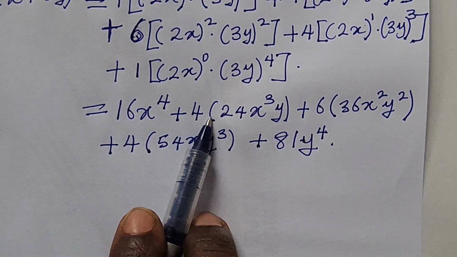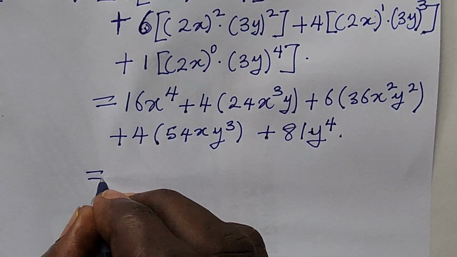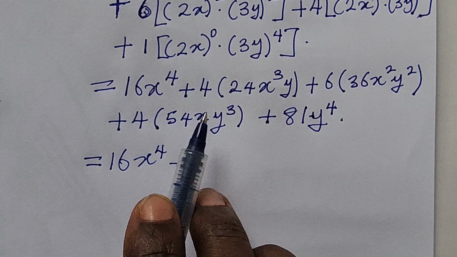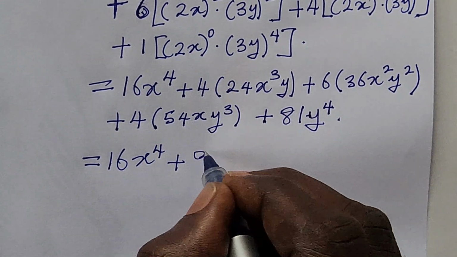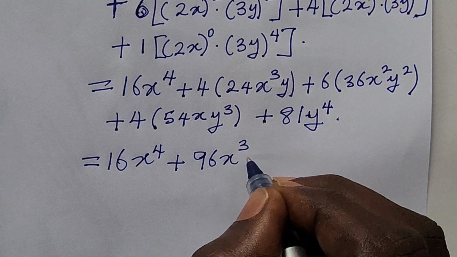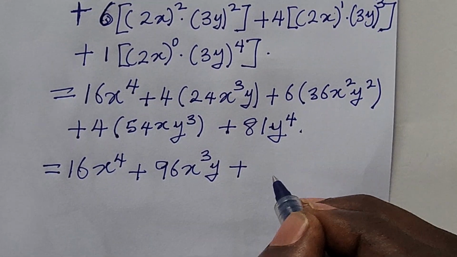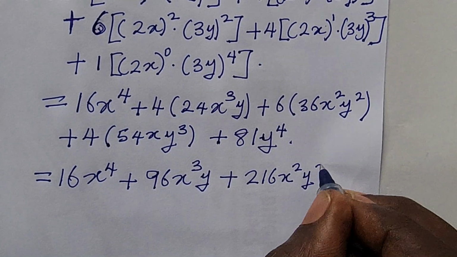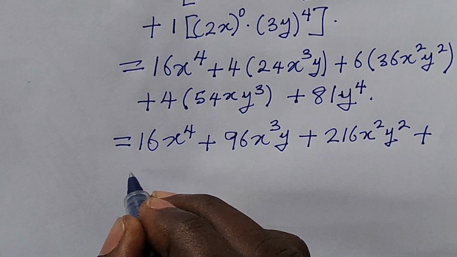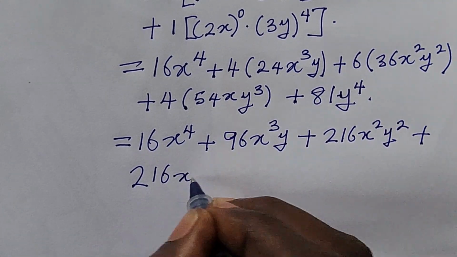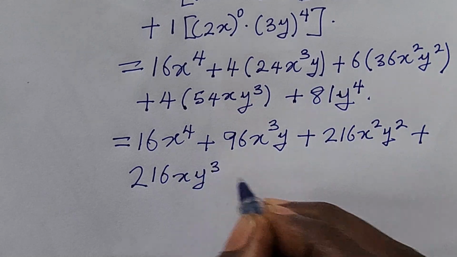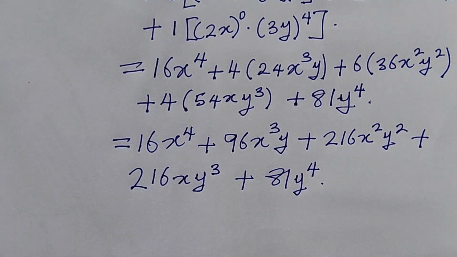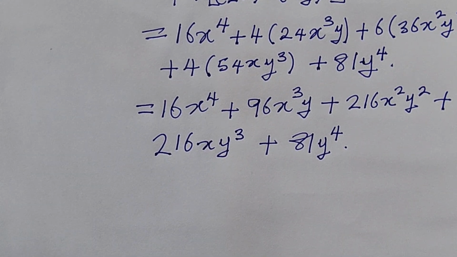So let's use this constant term to multiply everything. If we do this, we're going to come up with our 16x to the power of 4 plus, if we use 4 to multiply everything we have here, this will give us 96x to the power of 3 y. Then plus, the next one will give us 216x to the power of 2, y to the power of 2, plus, the next one will still give us 216, the x to the power of 1, the y to the power of 3, and lastly, we're going to have 81y to the power of 4. Okay, so we are heading somewhere.